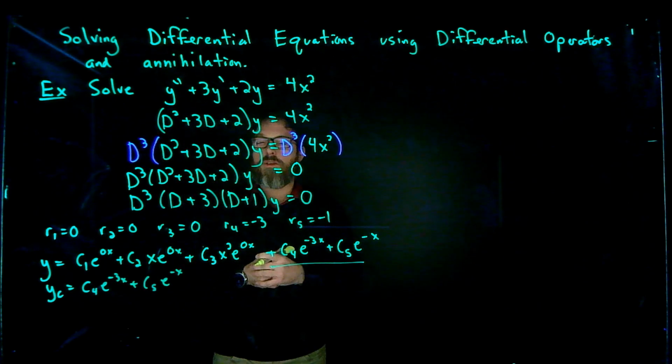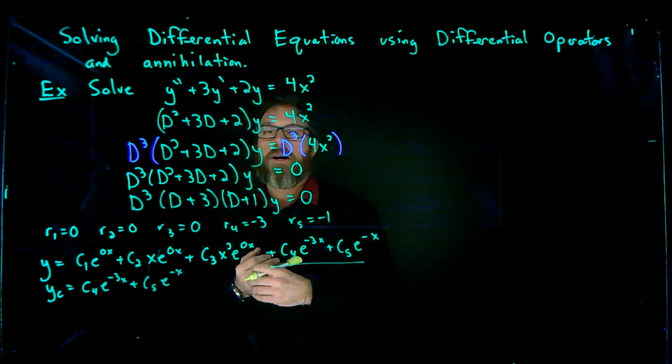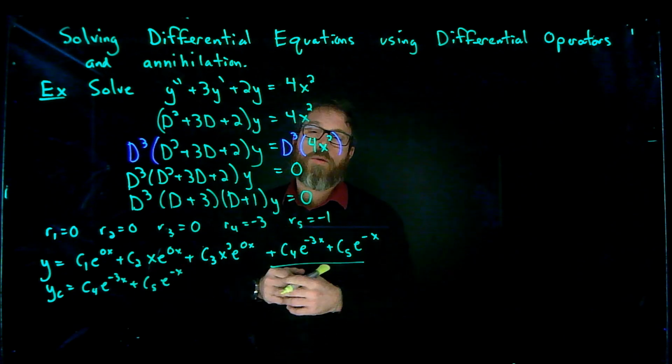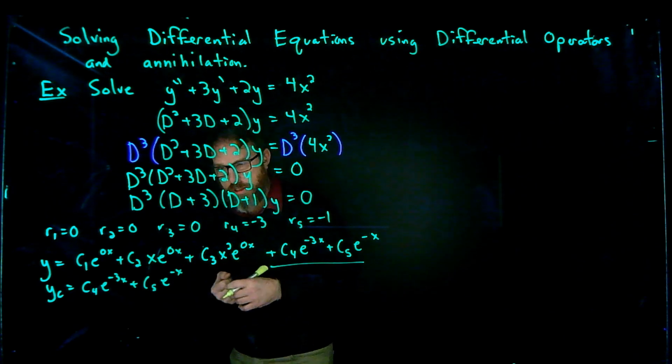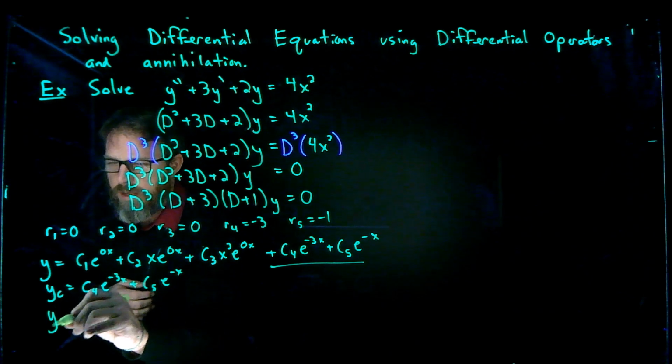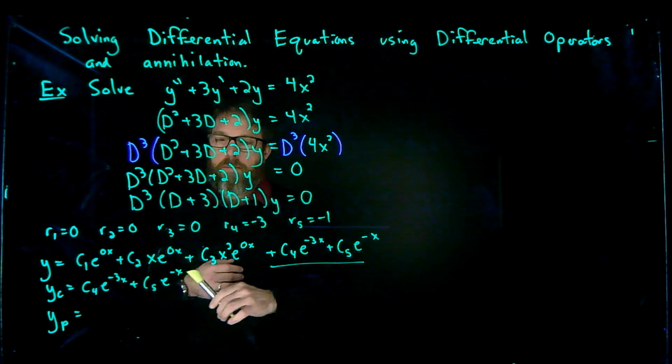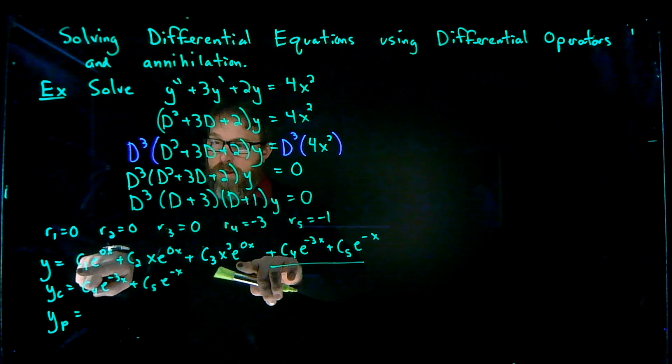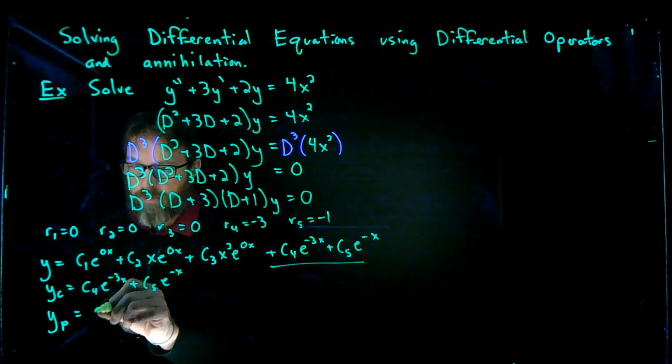And if you want to find the coefficients, you're going to need some initial conditions. But then our particular solution is going to come from this part. We can see that it's this piece. Now, any e to the 0x is just going to be a constant, c1.